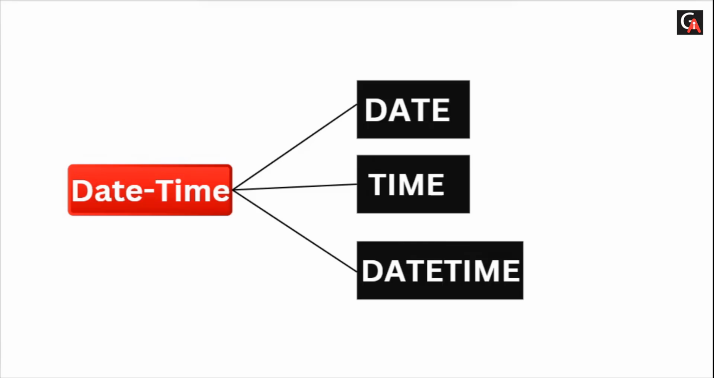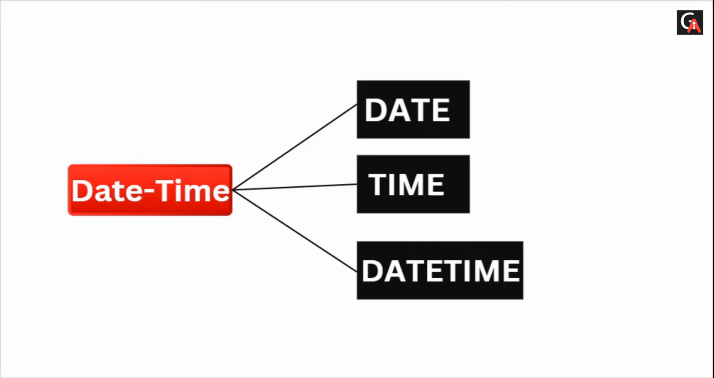Third, we have datetime data type. As the name suggests, it is used to store data related to date and time. We have three subcategories to store date and time. First, date. The date data type is used to store only the date, year, month, and day without the time component. The format is YYYY-MM-DD.